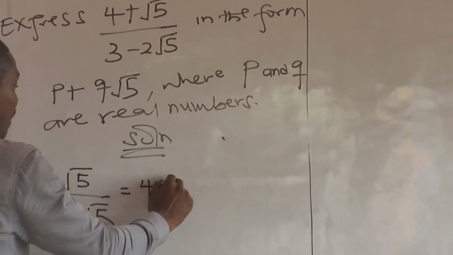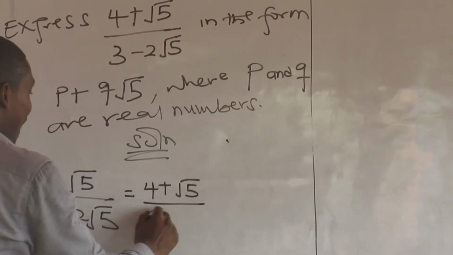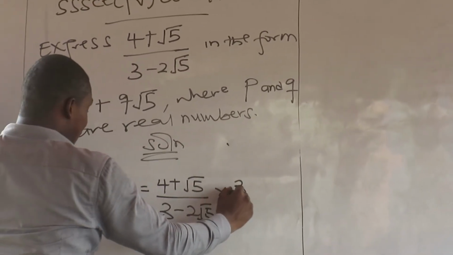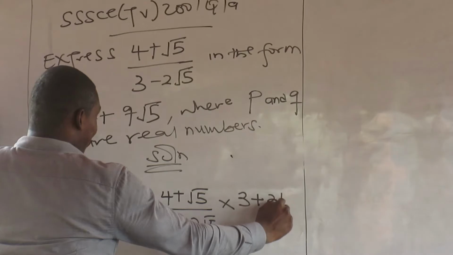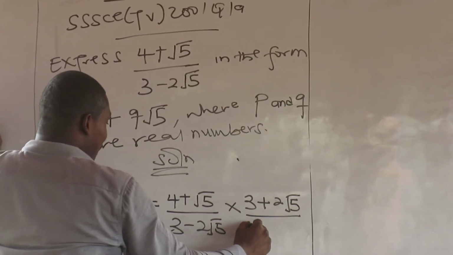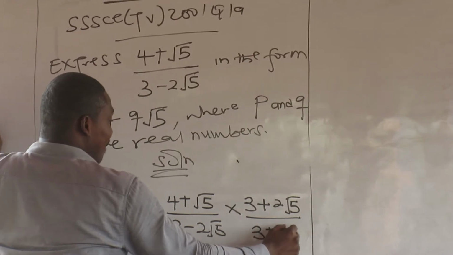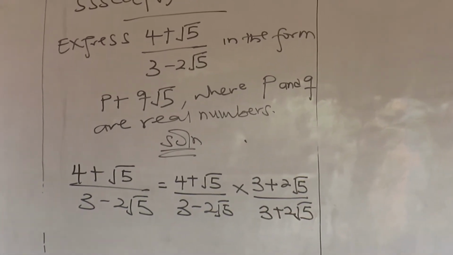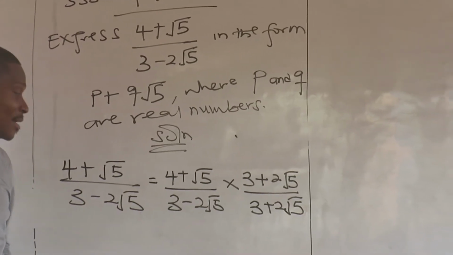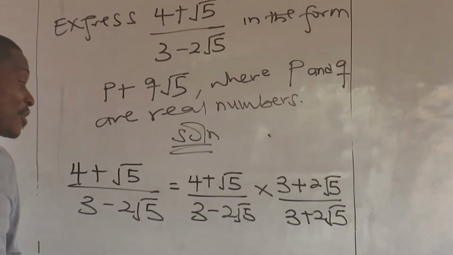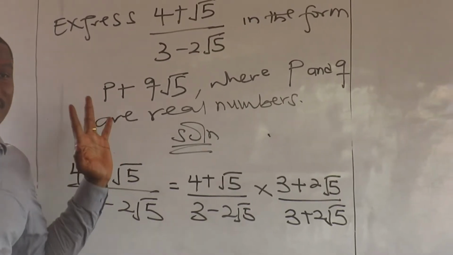I can only solve this by multiplying by its conjugate. The process by which we multiply the numerator and the denominator of a surd by the conjugate is called rationalization of surds. So we are ready to rationalize. The conjugate of this is this. Take note, if you have a single number here like 4, you don't need any conjugates.